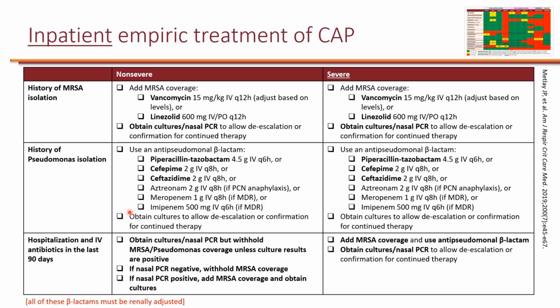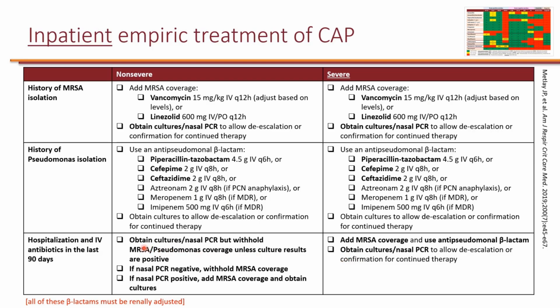Now, it is important to obtain cultures to allow de-escalation or confirmation for continued therapy. In other words, if you do not grow Pseudomonas on the culture, then you can de-escalate these back to ceftriaxone. Or if you did grow Pseudomonas, then you know that you had made the right decision, and then you will continue these anti-Pseudomonal coverage. Now, the same is true for severe and non-severe, so the strategy is the same, it doesn't matter. If the patient has had hospitalization and IV antibiotics in the last 90 days, that's when the strategy is different between non-severe and severe.